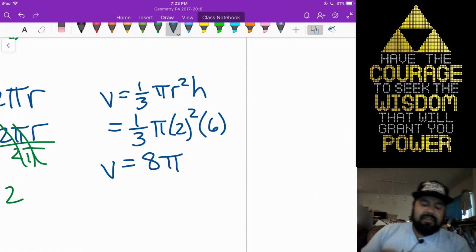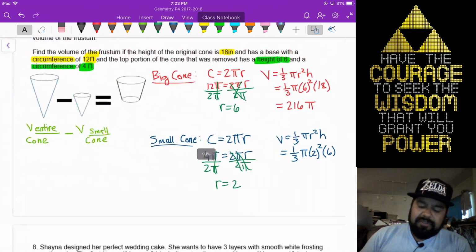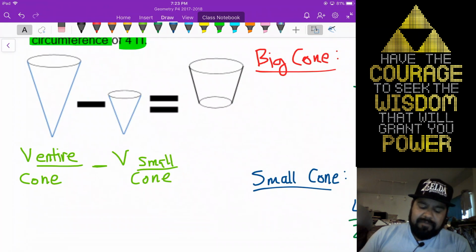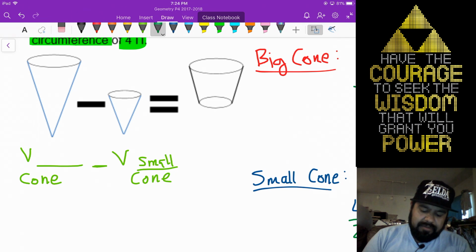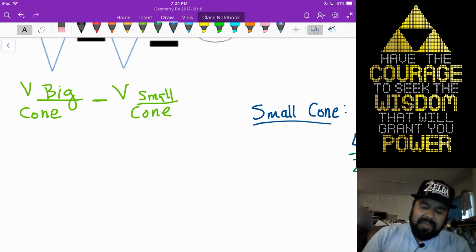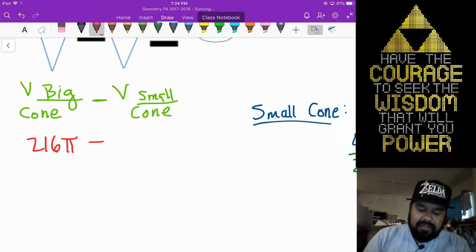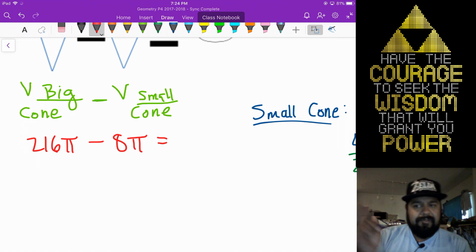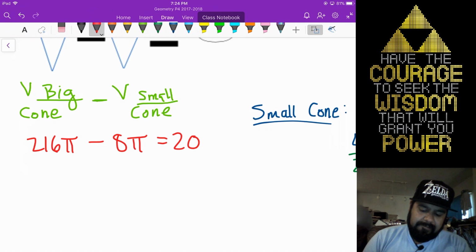Okay, so now going back to what we ultimately were trying to do, we're trying to find the volume of the leftover section. Now I'm going to change this because as much as I'd like to say the entire cone, let's be honest, we're going to say the big cone. So the volume of our big cone we said was 216 pi. Yes, it would be 8 pi, Dylan. 216 pi minus 8 pi, which should give us a grand volume of 208 pi.